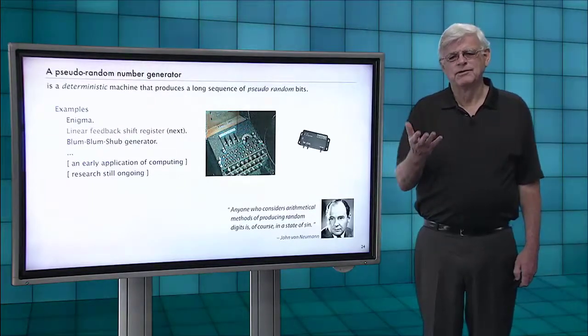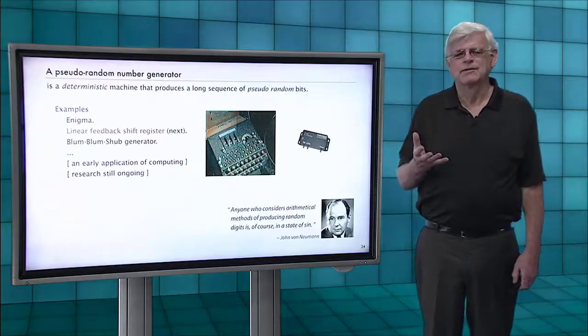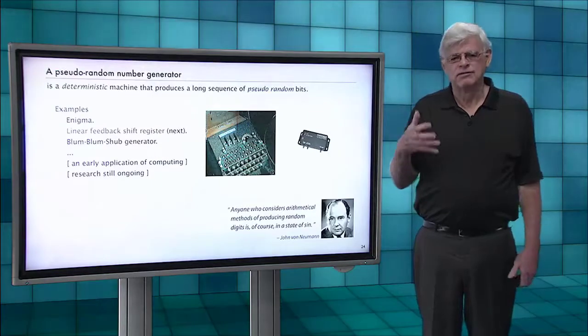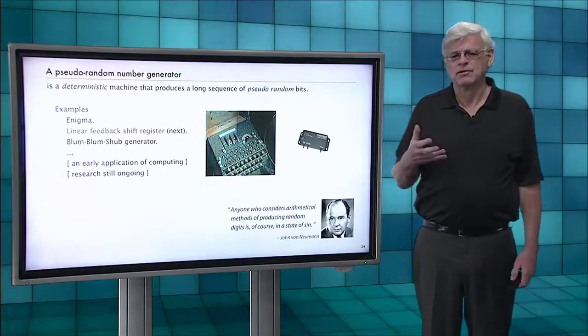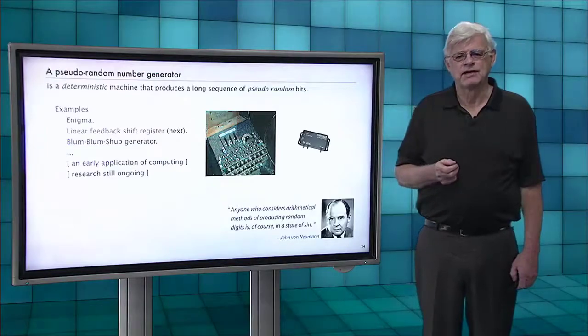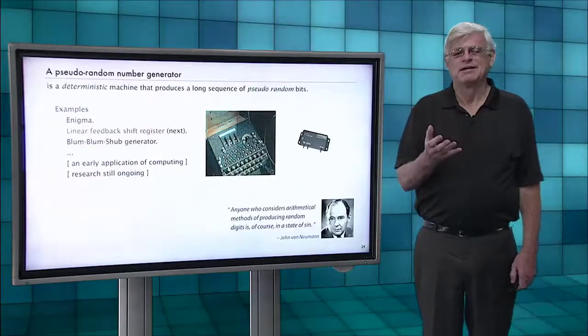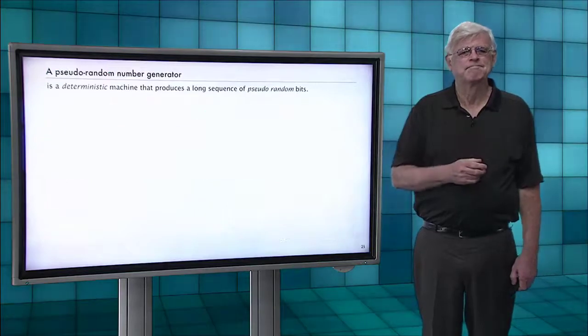Initially, this is a quote due to John von Neumann, who's another character who's going to come up often in this course, because he conceived of the design of the computers that is still used on all computers today. And this idea of needing randomness came up very early in the study of computation. What von Neumann said is that anyone who considers arithmetical methods of producing random digits is, of course, in a state of sin. And what he meant by that is it's not really random. It looks random, but it's not random.